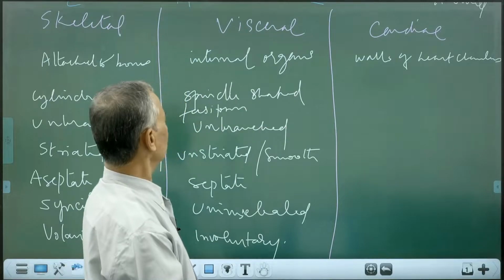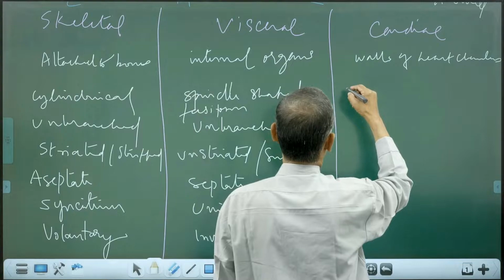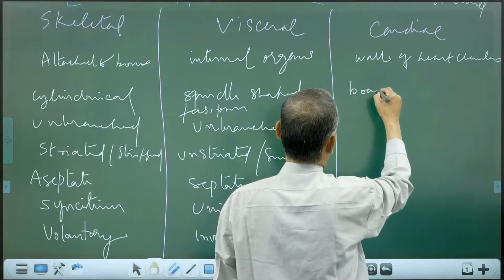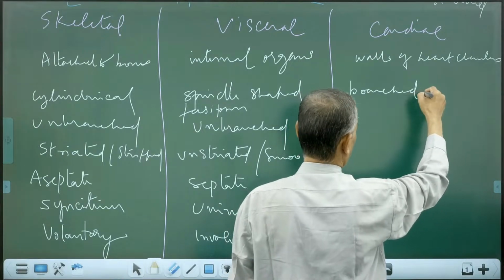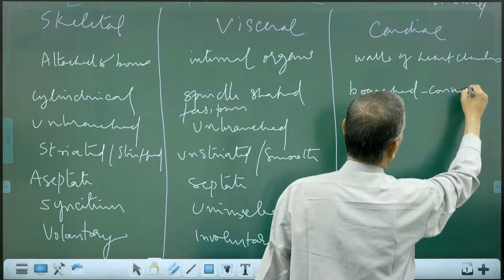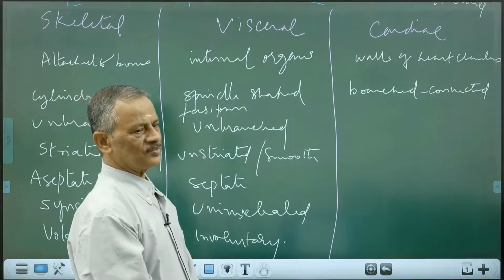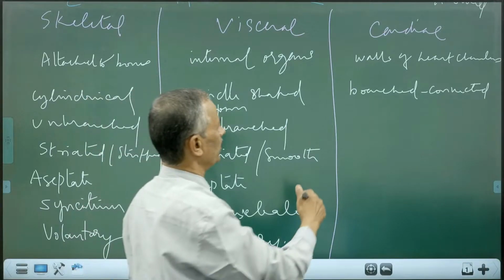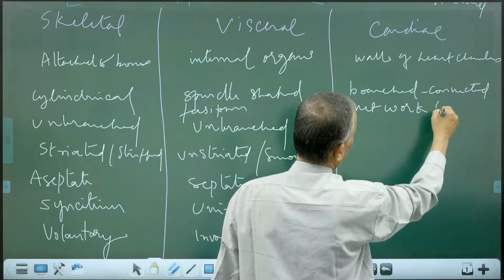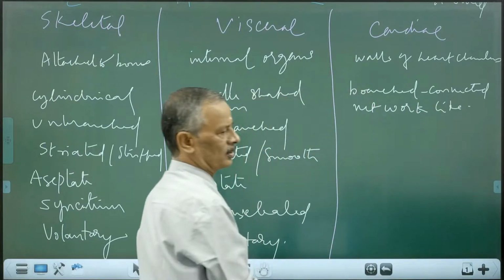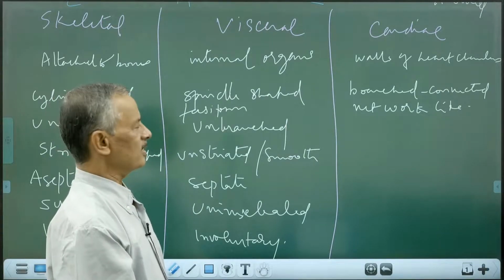Here the muscle fibers are having a number of unique features. They are all branched, and branches are connected together. And thus, when the branches are connecting themselves, it will be forming a network-like structure. The branches of the muscle fibers are interconnected.